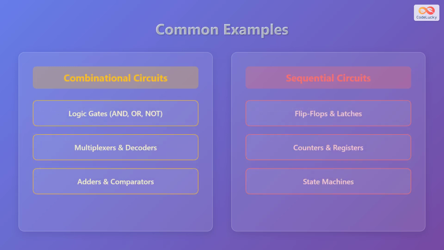Let's look at some common examples of combinational and sequential circuits. Examples of combinational circuits include logic gates, such as AND, OR, and NOT gates, multiplexers and decoders, and adders and comparators. Examples of sequential circuits include flip-flops and latches, counters and registers, and state machines.